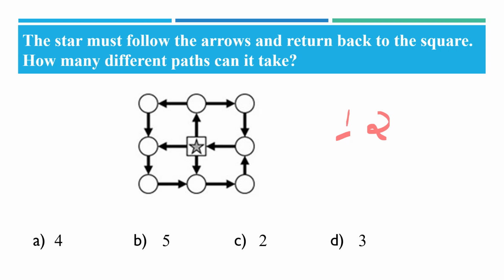Let's check once again. Is there any other option? Yeah. Go left, go down, go right, up, then come left. So that's the third one. And is there any other possibility? Okay, here there is one more. Let me go up, take right, come down, take left. So I guess I have 4 options. Then I go with option A.